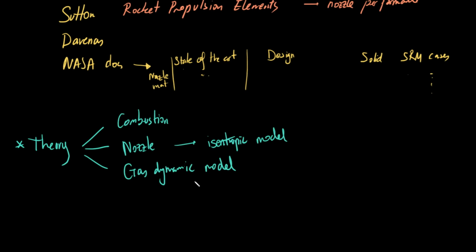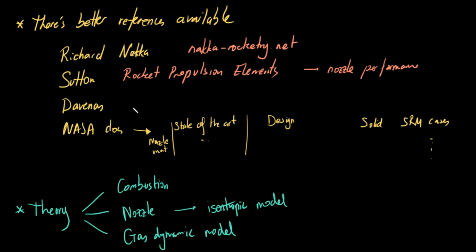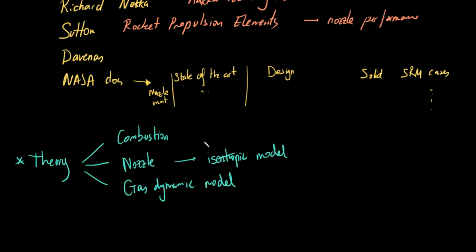So the nice thing about the gas dynamic model is that we're gonna be able to model much better the phenomenon of the combustion. Well, the nozzle performs quite like an isentropic one, it's not so bad, but for the combustion, it's gonna be better. It's gonna model a phenomenon that we can't describe with the basic models that Richard NACA and Saturn give us. Like, you may have heard of erosive burning.